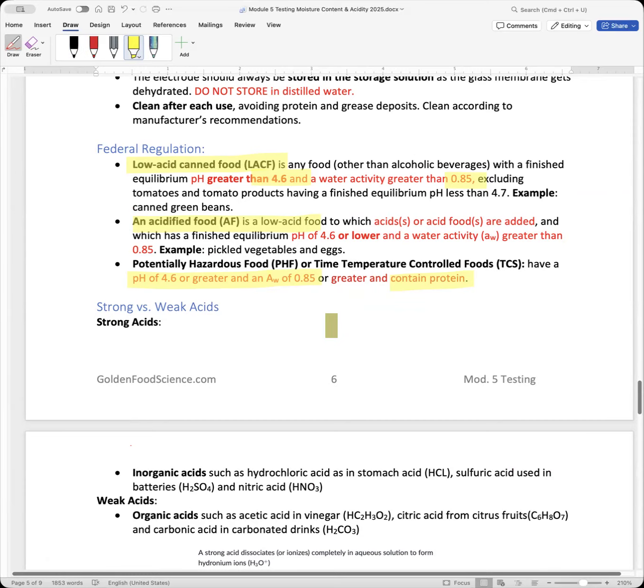This should be pickled vegetables and pickled eggs. Not just eggs, pickled eggs, right? So those are 3 federal regulations. Later on in the class, we're going to discuss retorting, and retorting has to do with low acid canned foods. Okay, so we're going to talk about all the rules about retorting.